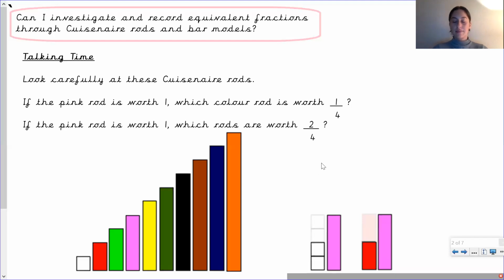Well, if we look here, one of these white rods represents 1/4, because if there were 4 of the white rods, it would be the same height as the pink rod. So the white rod, one of them represents 1/4. 2 of the white rods could represent 2/4. And if you look, 2 of the white rods are also the same size as the red rod. So both 2 of the white rods and the red rod could both represent 2/4.